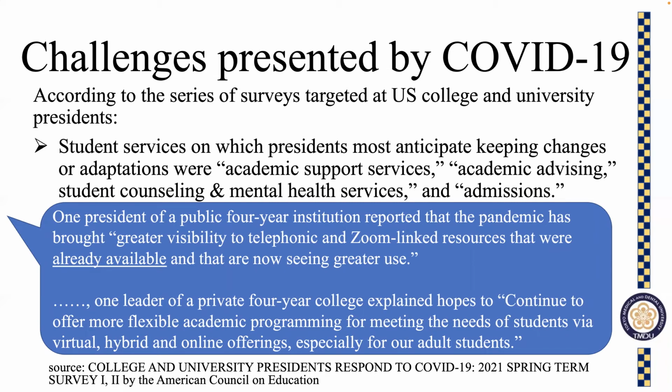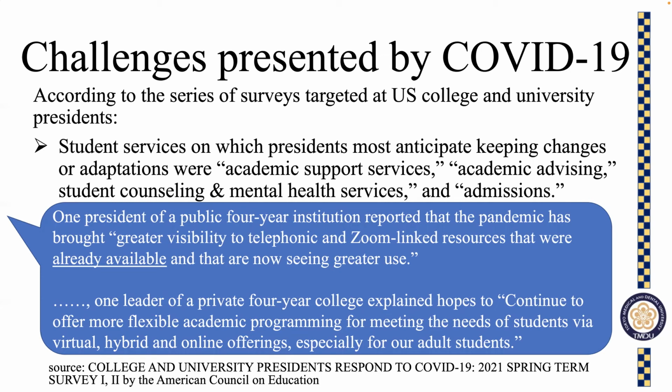The report on the same survey also indicated that in the area of student services, presidents most anticipate keeping changes or adaptations due to COVID-19 were academic support services, academic advising, student counseling and mental health services, and admissions. They feel the need for virtual events and activities, including options for virtual orientation, campus tours, and meetings. Presidents also shared plans of continued remote access for academic advising, counseling, and other support services.